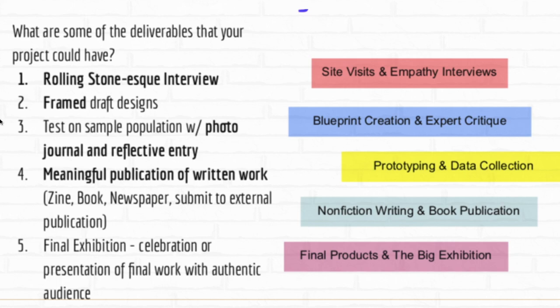So again, what are some deliverables? I'm sure you can think of about a million. This was a list that I got from the High Tech High people: site visits, empathy interviews, blueprint creations. So some things could be new. You could submit to an external publication. Maybe that's something you've never done before. I also use things that really weren't that new.